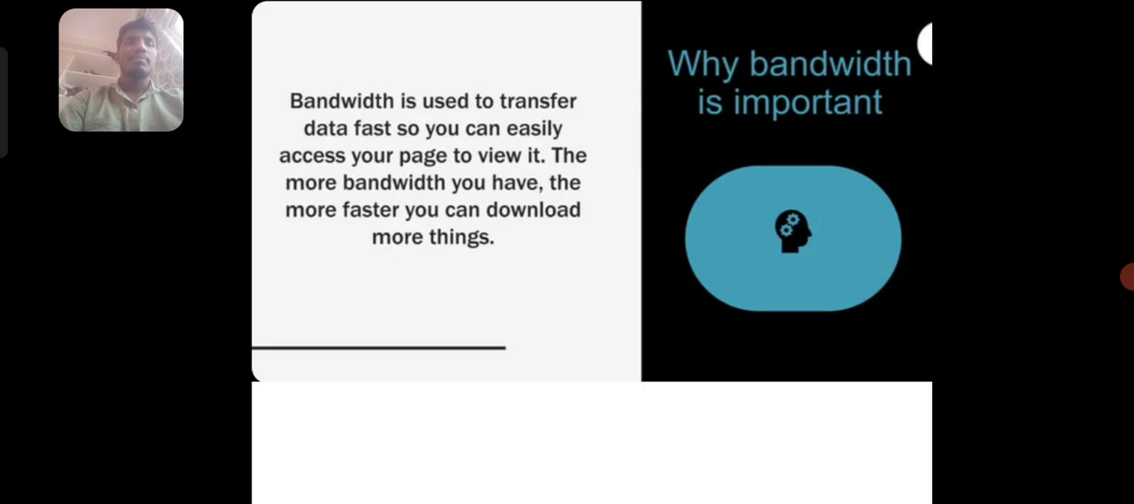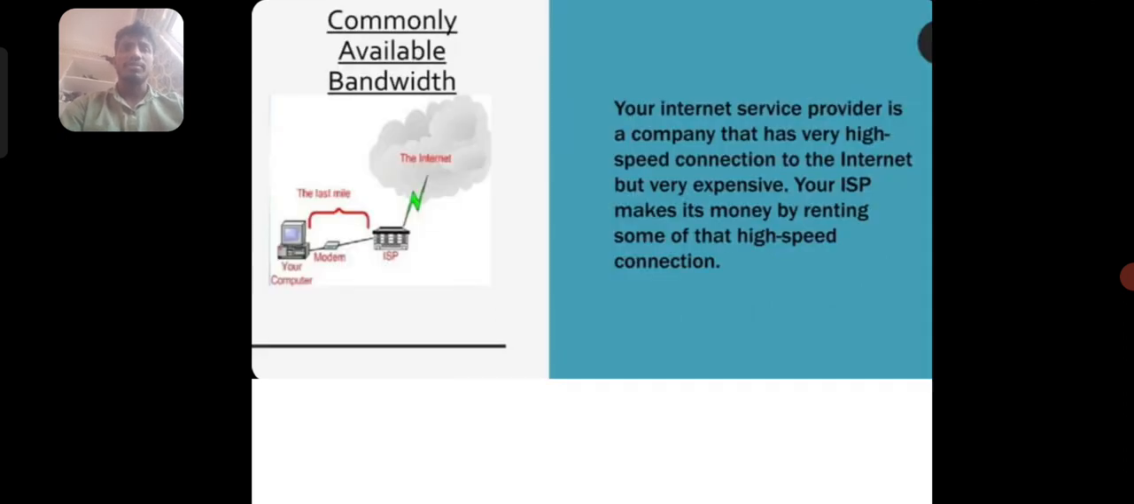And next, why is bandwidth important? Bandwidth is used to transfer data fast, so you can easily access your page to view it. The more bandwidth you have, the faster you can download more things. Commonly available bandwidth: your internet service provider is a company that has a very high speed connection to the internet, but very expensive. Your ISP makes its money by renting some of that high speed connection.